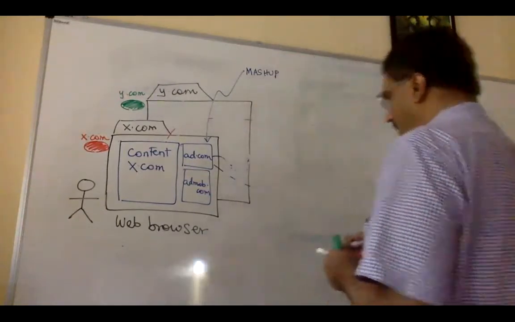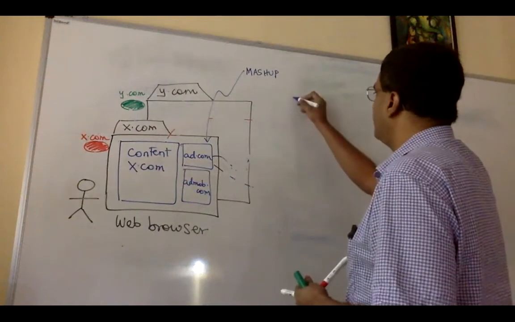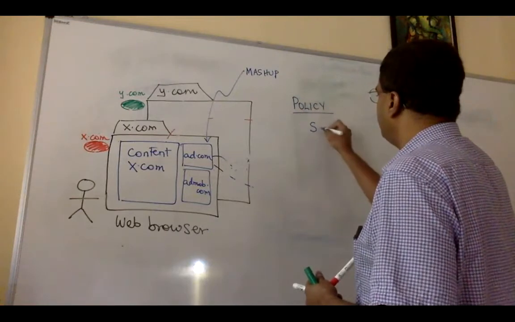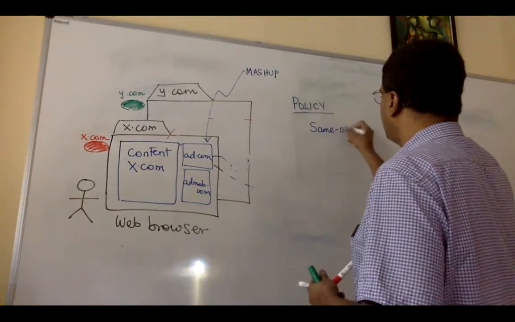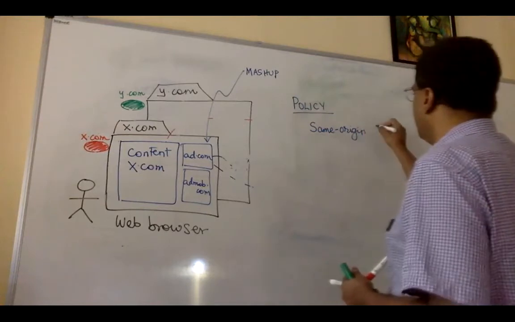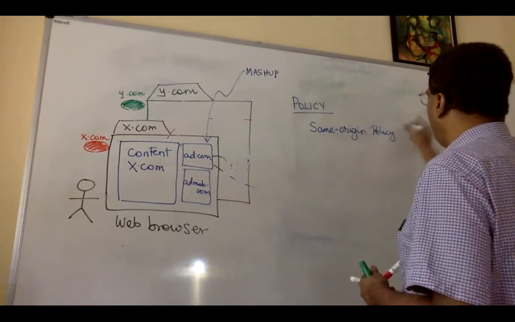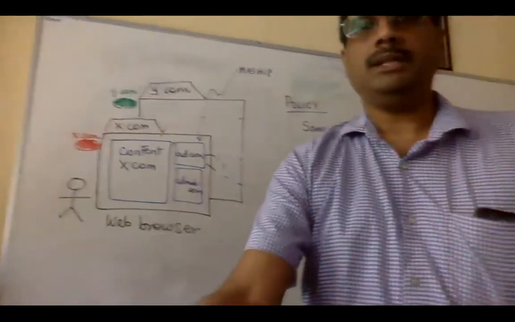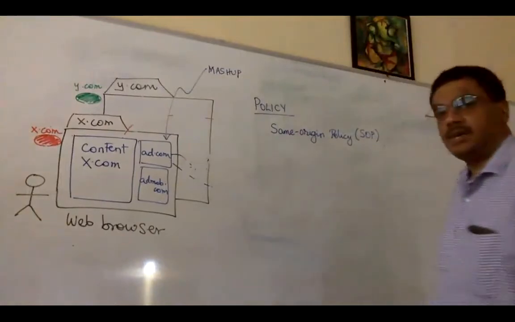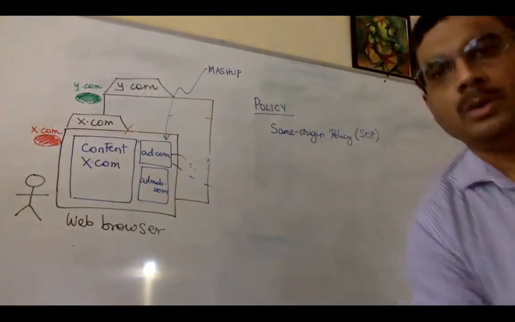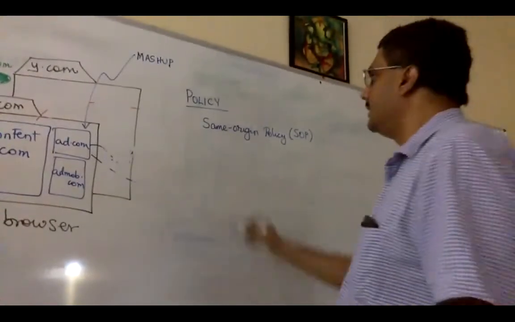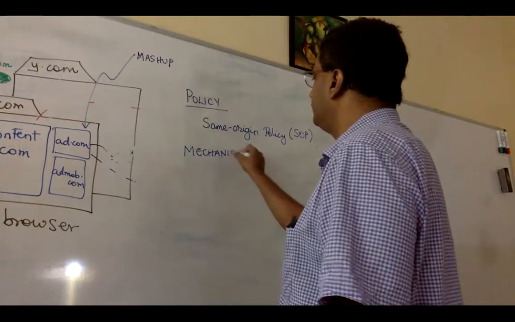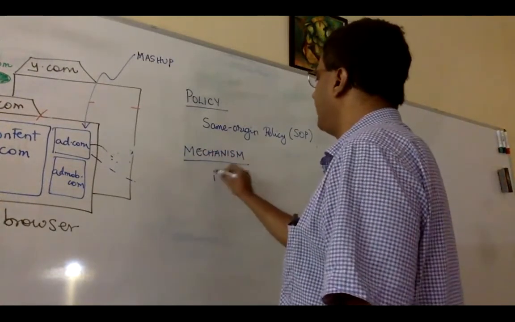Okay. So at the foundation of all web security, there is a policy called the same origin policy, or also called the single origin policy, but it's often abbreviated as SOP. Same origin policy or single origin policy, that's the core foundation of all web security. And at the core of all mechanism is the iframe.